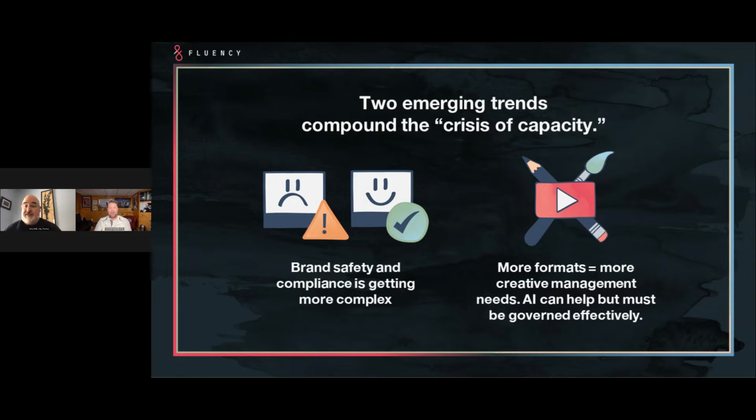The first is brand safety and compliance. It's really getting more complex. The expectations of brands are increasing. If we're talking about a global brand, the laws in which you can message to a consumer may change from state to state or even country to country. And then we've got the issue of new ad formats that are coming out, which means that you have to have more creative to match those new ad formats.